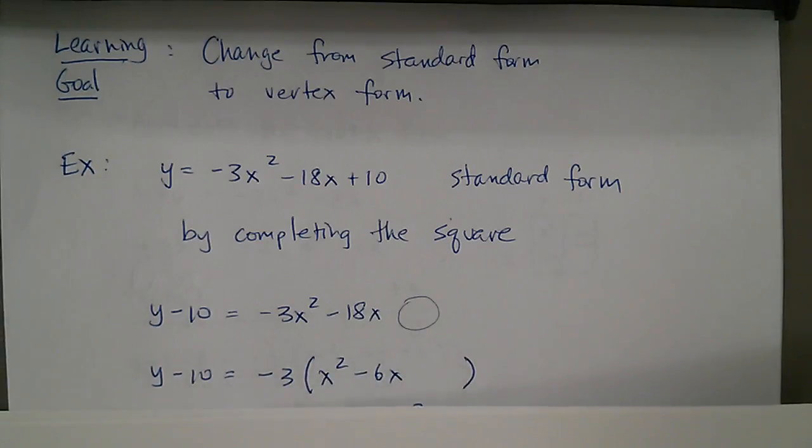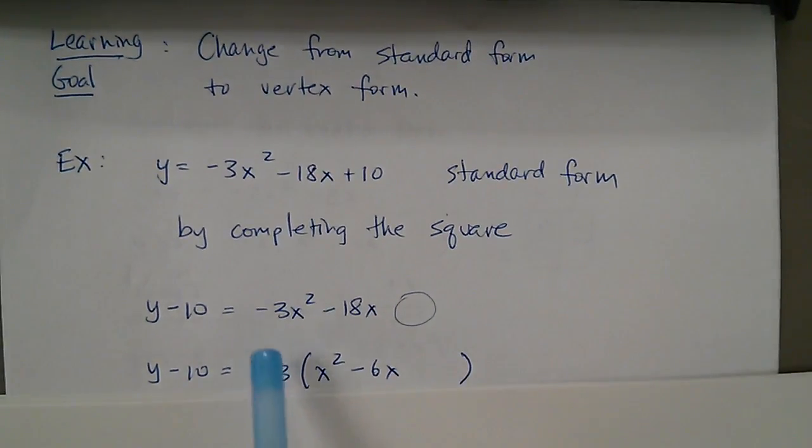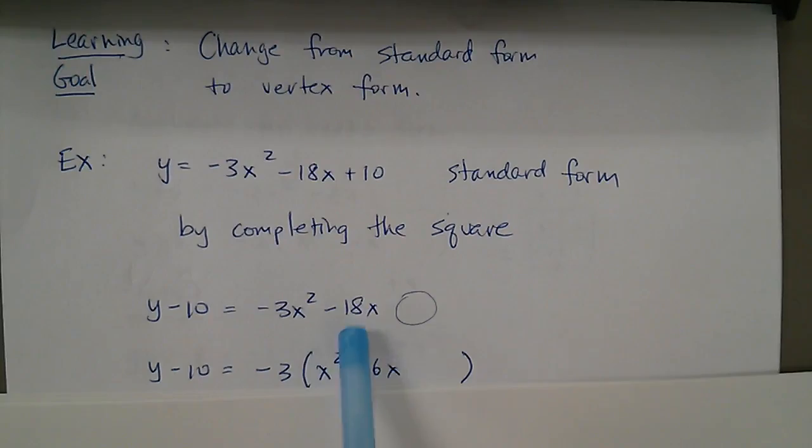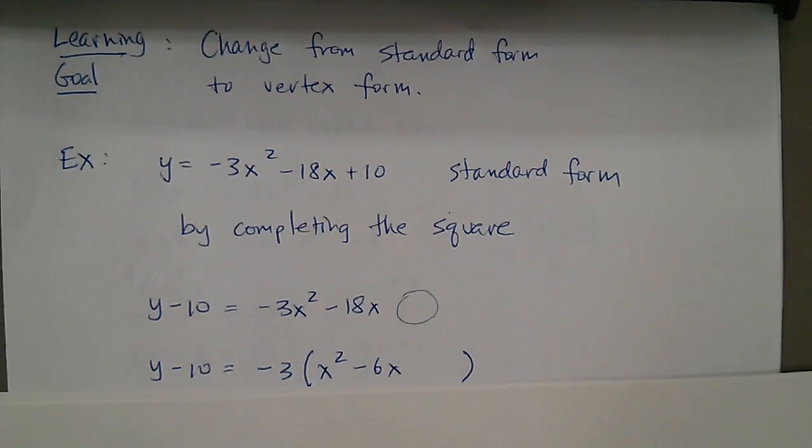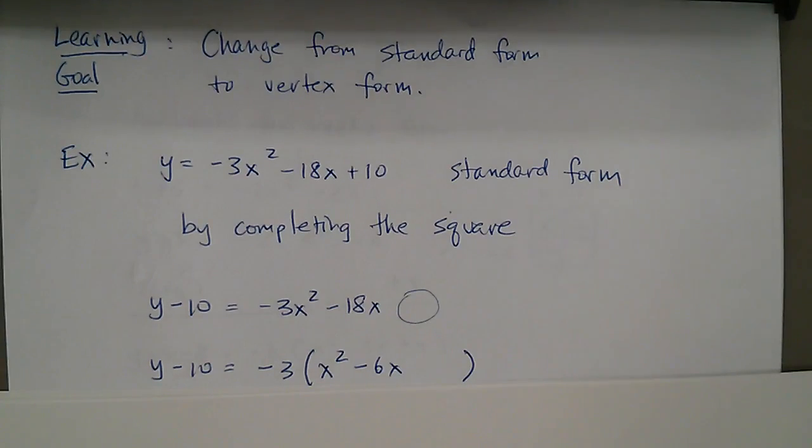And then we notice that both negative 3 and negative 18 have a common factor of negative 3, so we're going to factor that out, and we're left with x squared minus 6x. And again, we've got that space there in order to complete the square.